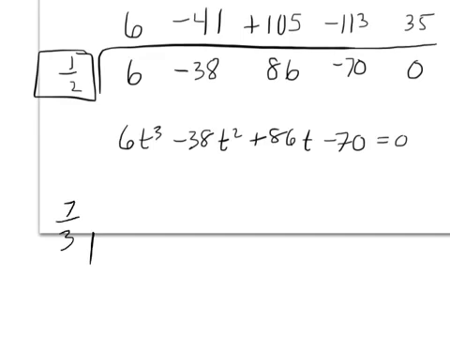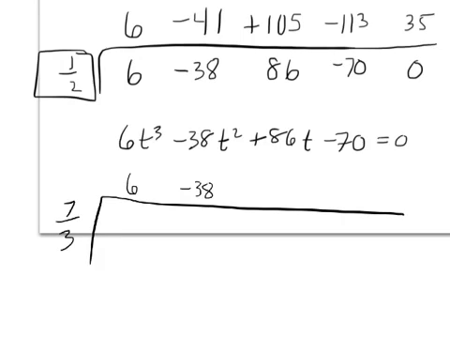So plugging in 7/3 and running it through this table is going to be 6, negative 38, 86, and negative 70. So bringing down the 6, 7/3 times 6 minus 38 is going to give us negative 24. Okay, because that's going to give you 14 there. And 7/3 times negative 24 is going to give you negative 56. Negative 56 and 86 is going to give 30. 7/3 times 30 is 70. 70 plus negative 70 is 0.